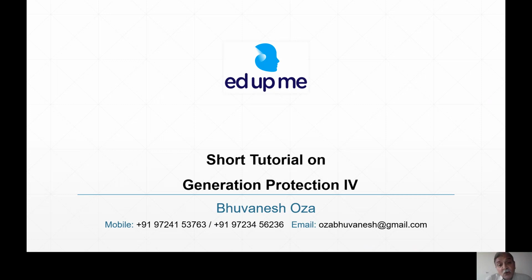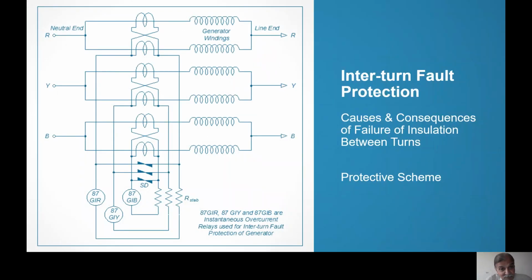For earth fault protection also, the causes are the same: overload, ventilation system failure, or over voltage. But the differential protection cannot protect against earth faults. Before we talk about earth fault, let us talk about interturn fault. Interturn fault means a fault between two turns of the same phase.